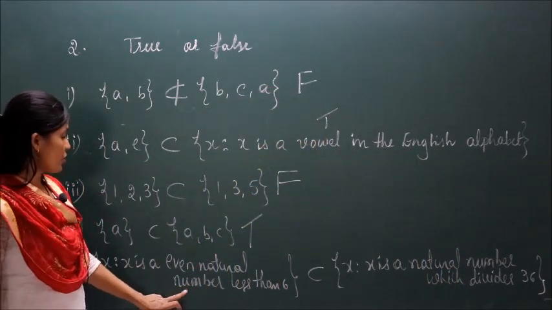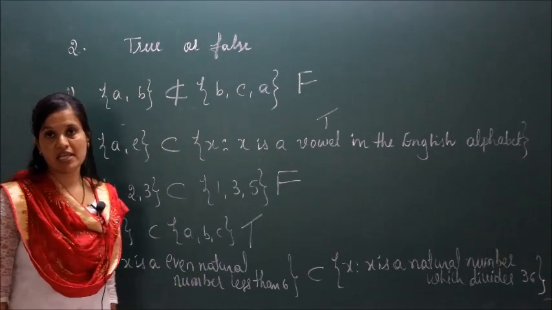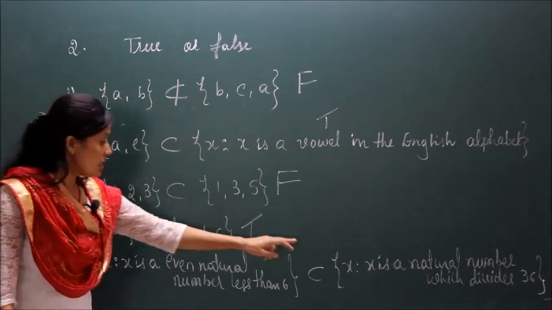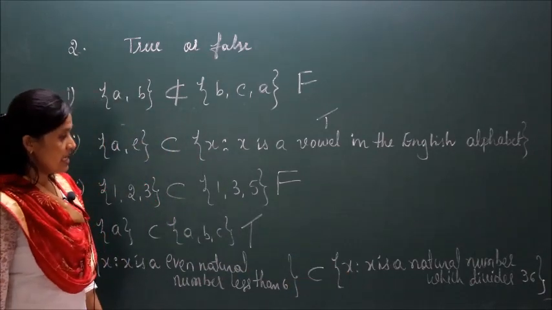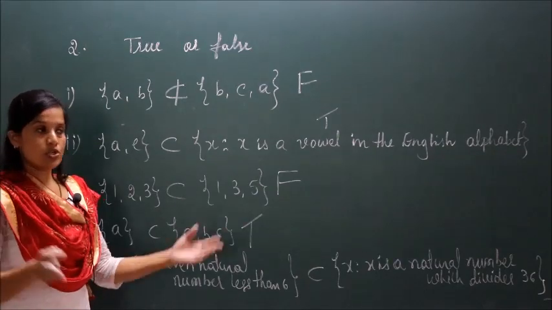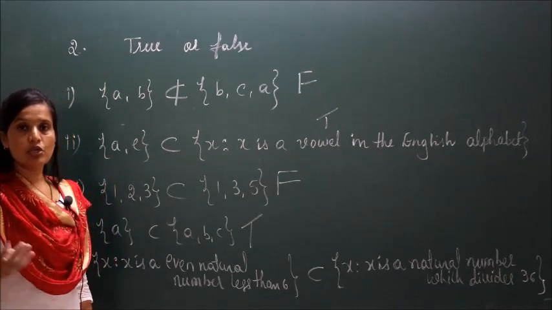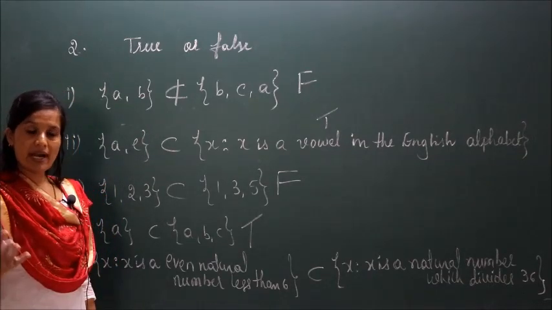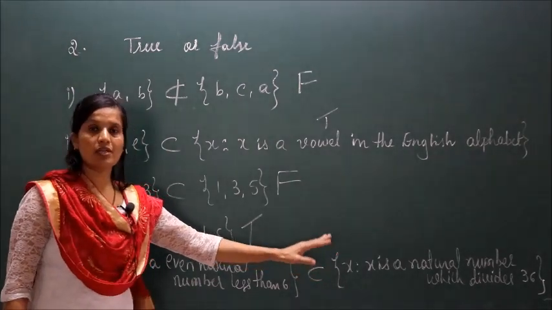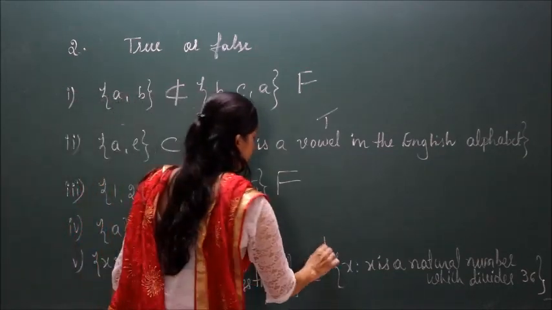X is an even natural number less than 6. Which are the even natural numbers less than 6? 2 and 4. Here this is a set {X : X is a natural number which divides 36}. So you will get which are the numbers in that: 1, 2, 3, 4 and 6 itself. Here I get 2, 4. Here I get 1, 2, 3, 4, 6. Of course, this is a subset of this, isn't it? It is a true statement.